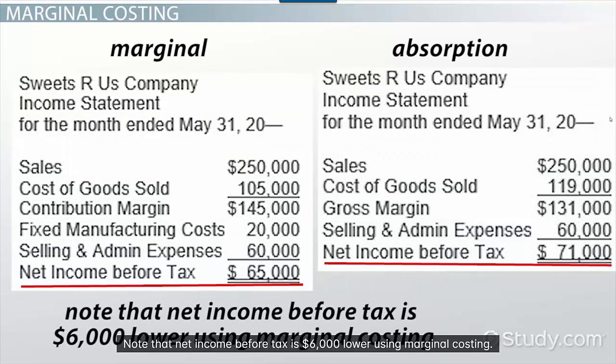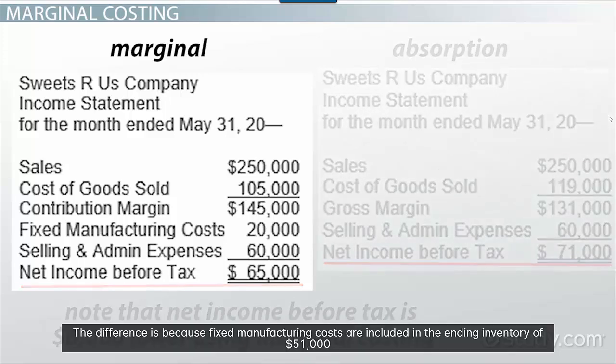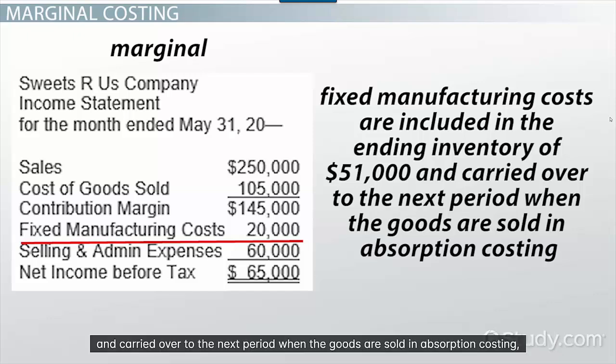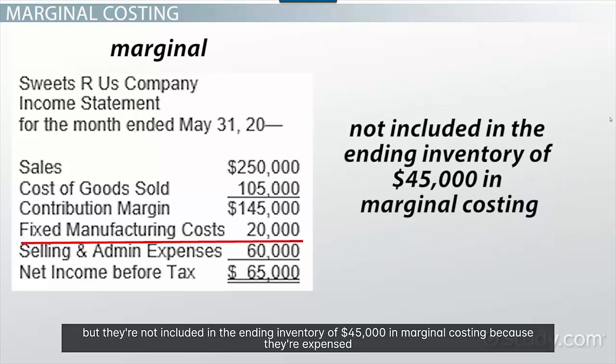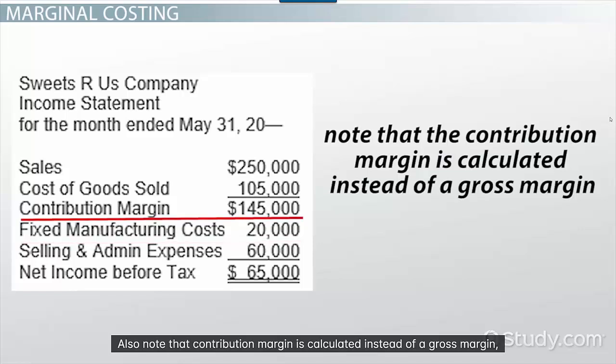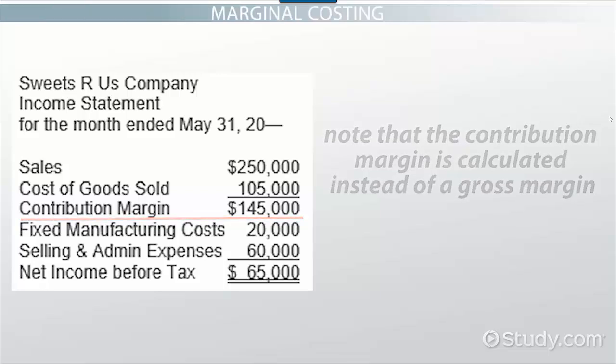Note that net income before tax is $6,000 lower using marginal costing. The difference is because fixed manufacturing costs are included in the ending inventory of $51,000 and carried over to the next period when the goods are sold in absorption costing, but they're not included in the ending inventory of $45,000 in marginal costing because they're expensed in the period in which they were incurred. Also note that the contribution margin is calculated instead of a gross margin, since cost of goods sold contains only variable expenses.